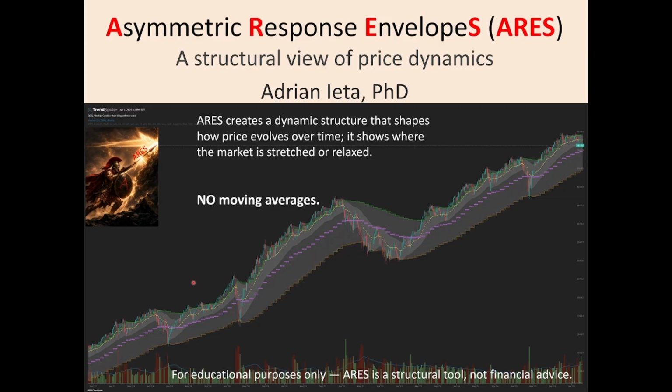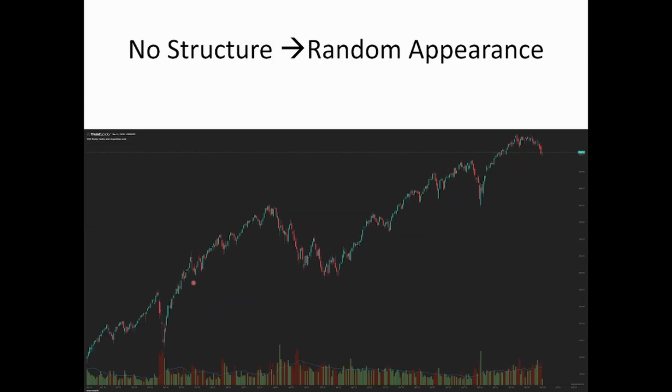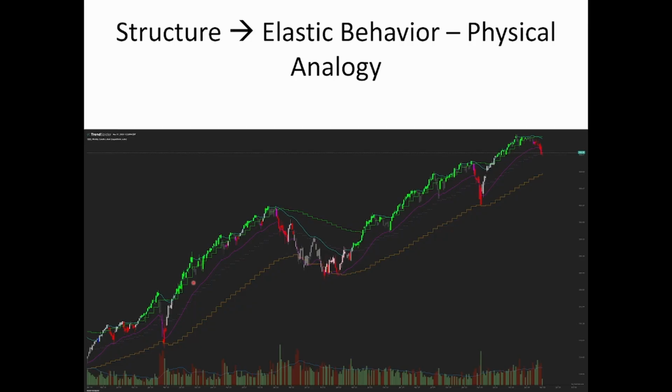ARES creates a dynamic structure that shapes how price evolves over time. It shows where the market is stretched or relaxed, and it does not make use of moving averages. If there is no structure, just the raw data, some kind of randomness appears in the price evolution. However, the ARES structure reveals a sort of elastic behavior similar to that of physical systems.